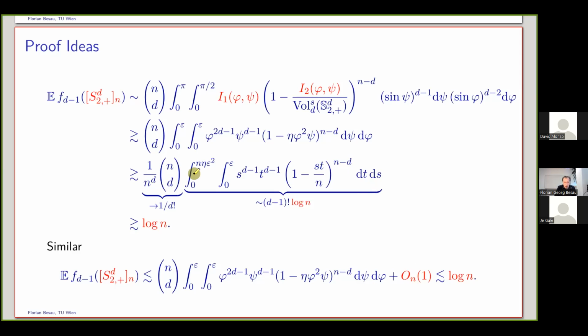So only in the case where phi and psi are small, we get this logarithmic convergence behavior. And for all of the other integration parts, we can bound it by some constant. And so this is dominated by this part here.